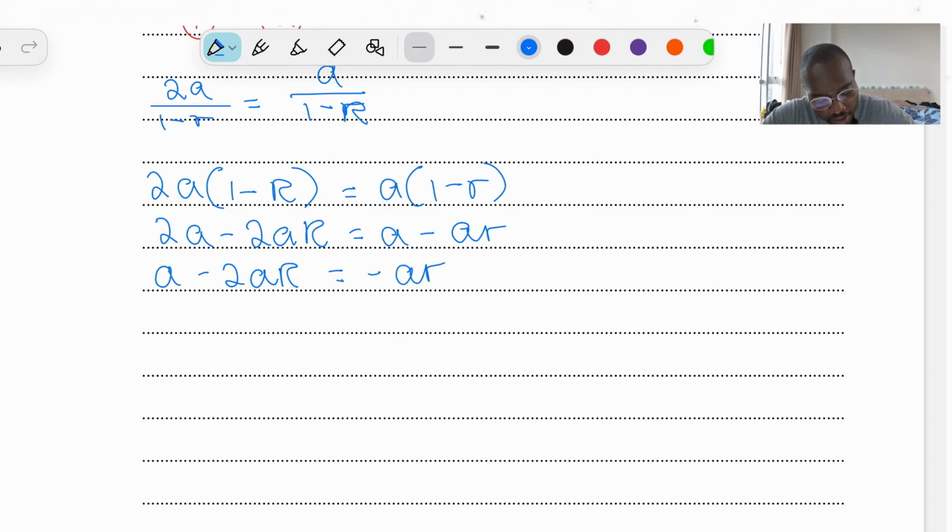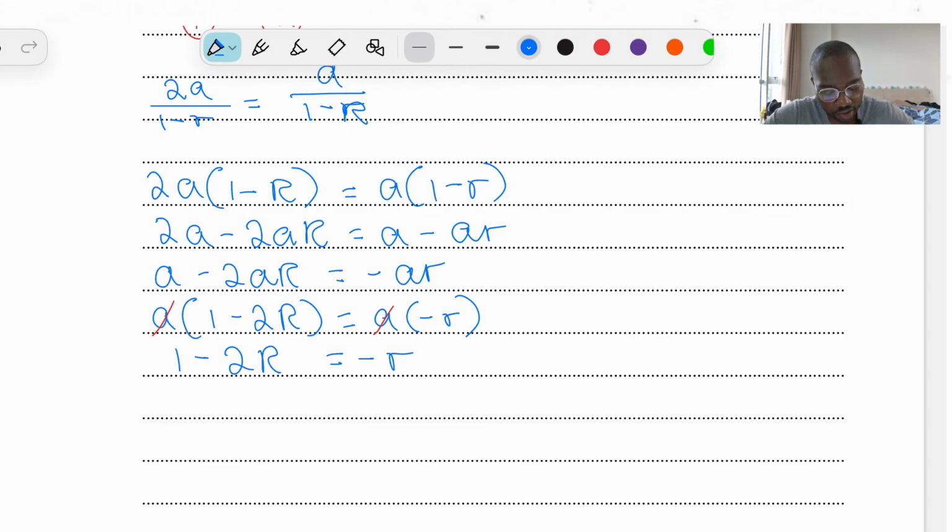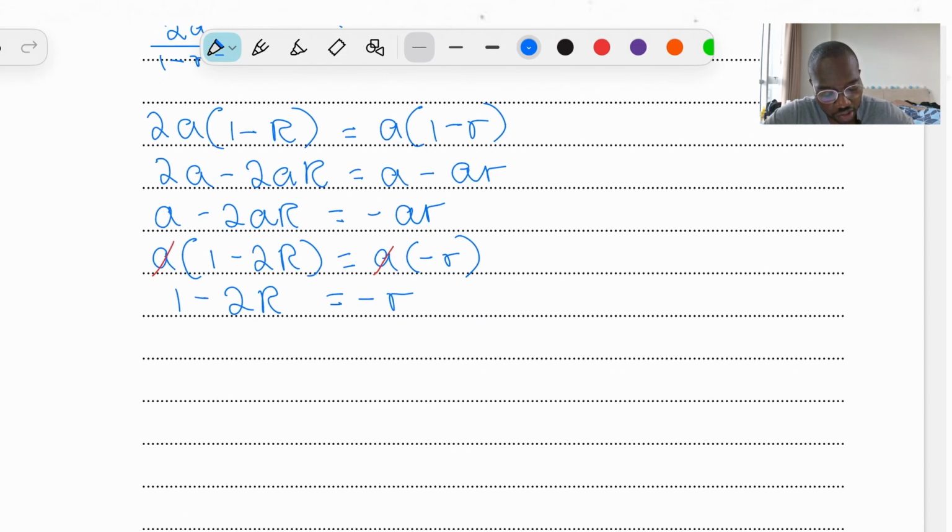aR. And now let's just factorize out the a, so we get a(1 minus 2R), that's equal to just a, and then we have a minus r in the brackets. So we can get rid of the a's, so we are left with 1 minus 2R is equal to 1 minus r. And to get that into the form we want, we can just change the signs around, and we can show that r is equal to 2R minus 1.